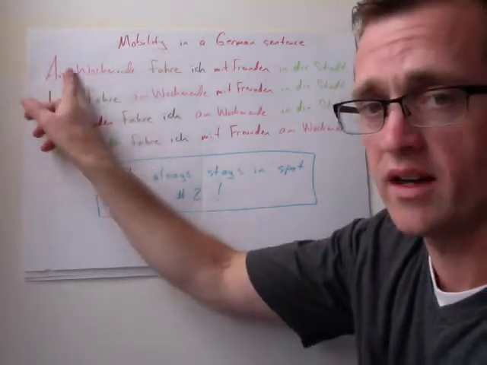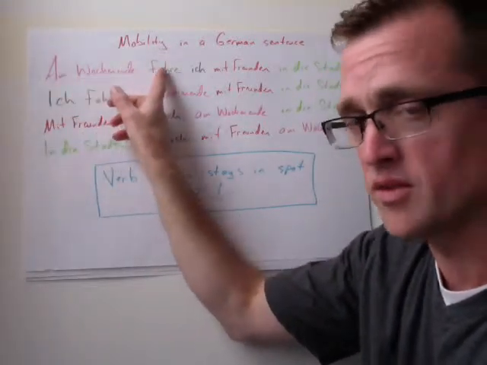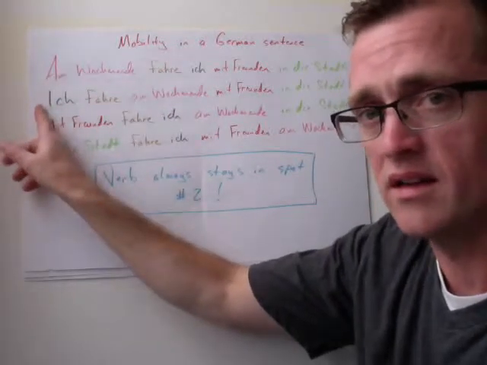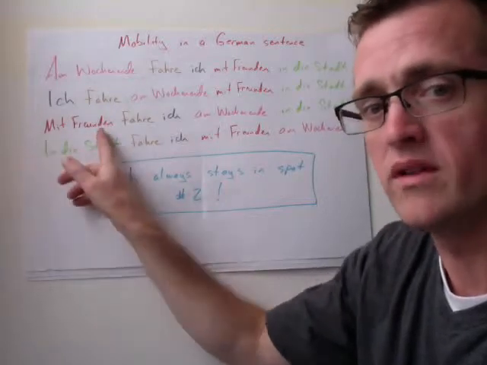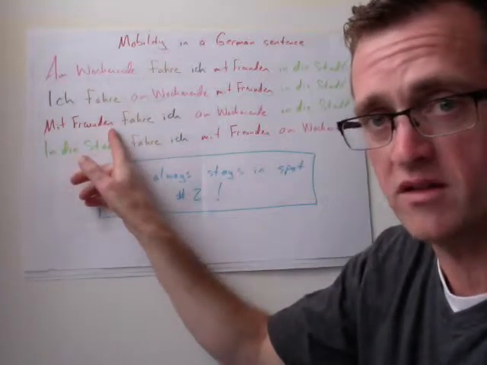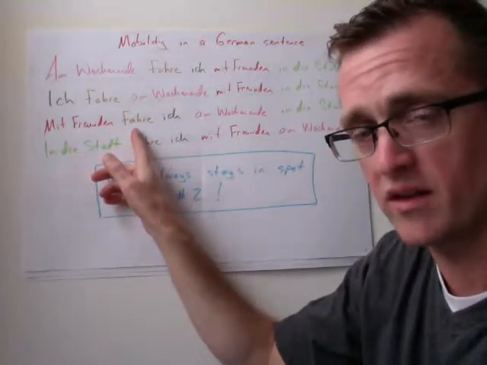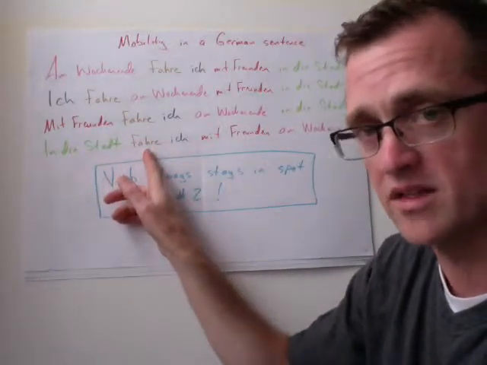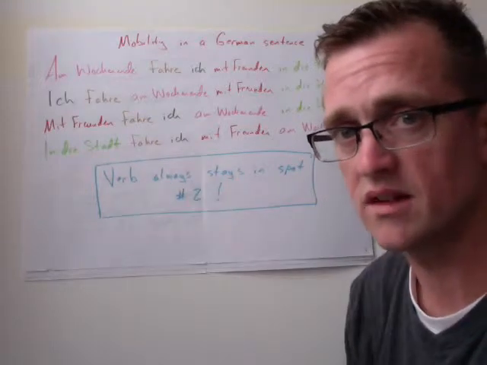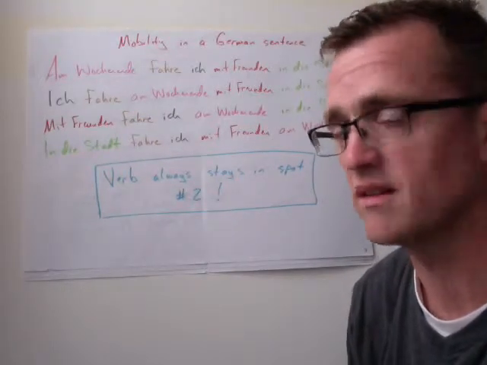In this sentence, am Wochenende, time phrase is number 1. Verb is 2. This next one, ich, the subject is first, fahre is spot 2. Mit Freunden, prepositional phrase, with friends is first, verb, fahre is spot 2. In die Stadt, prepositional phrase again, verb is second. Always in the second spot in a regular German sentence.